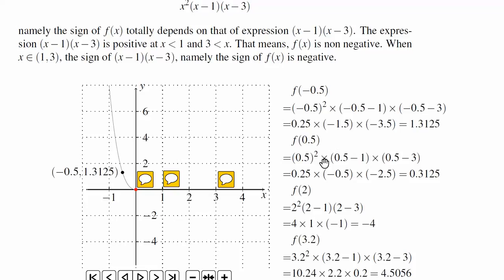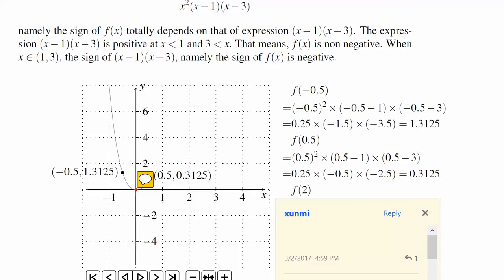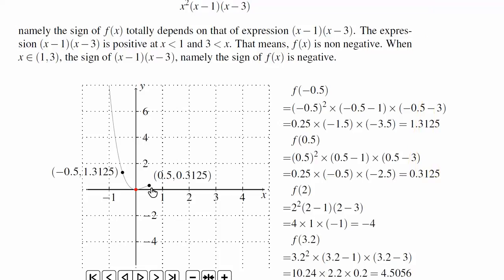And then 0.5 is between these two zeros. So this is 0.5 for this one. So you get the second non-zero point. And then when it reaches the zero point, you see again, it will come back to touch this point.